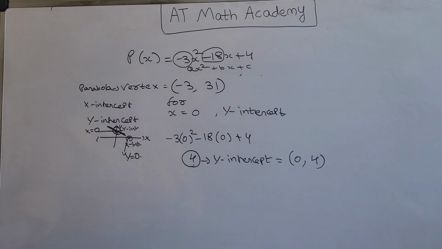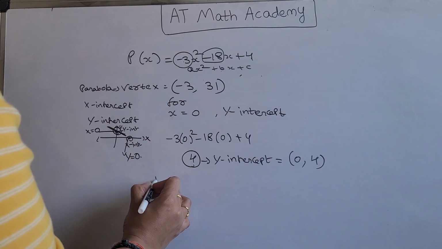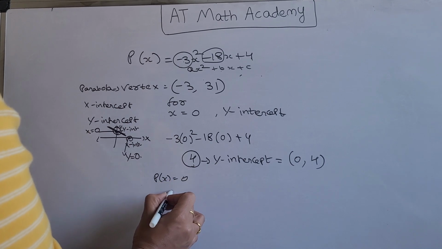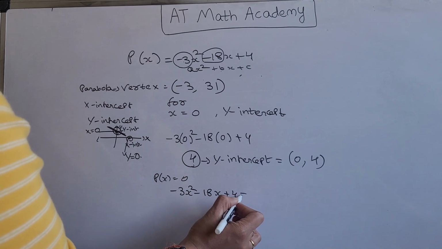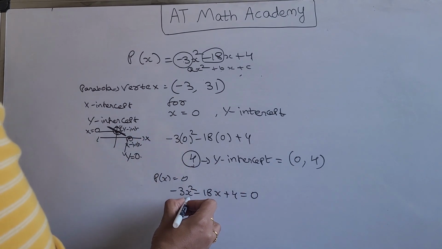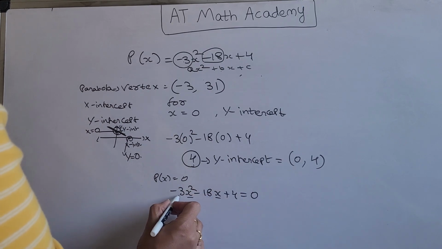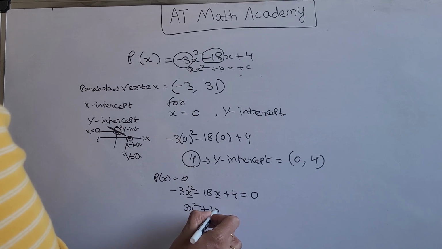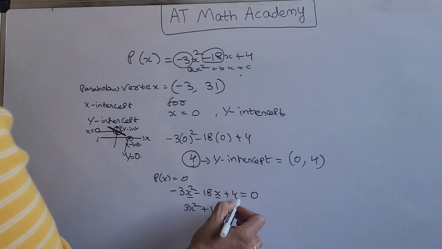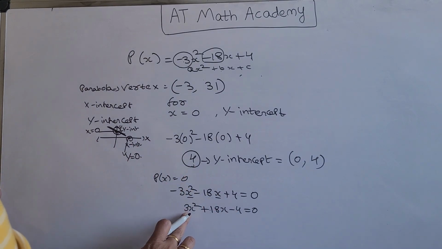Next, for finding out the x-intercept, I am going to take the entire equation, where p of x should be 0. So minus 3x square minus 18x plus 4 is equal to 0. Then we find out the values of x. I'm going to take these terms to the other side of the equation, so minus 3x square becomes 3x square, minus 18x becomes 18x, and plus 4 becomes minus 4. I'm going to rewrite this equation this way, and now I need to factorize it.